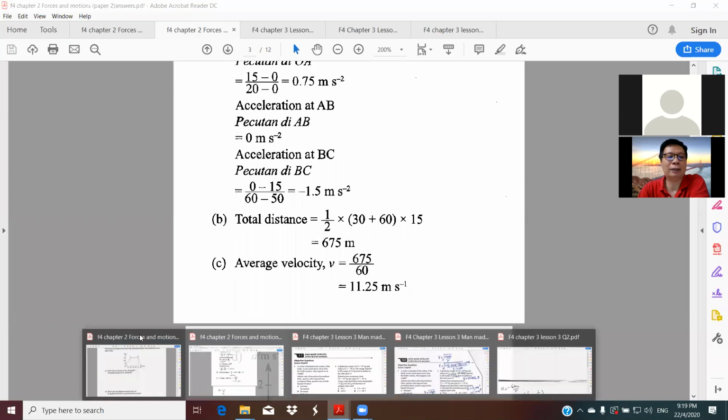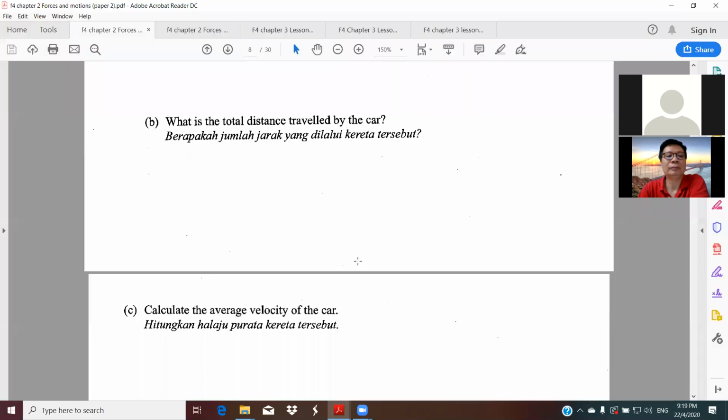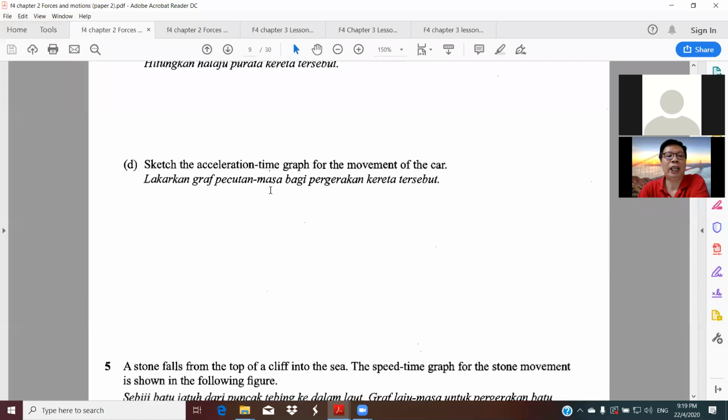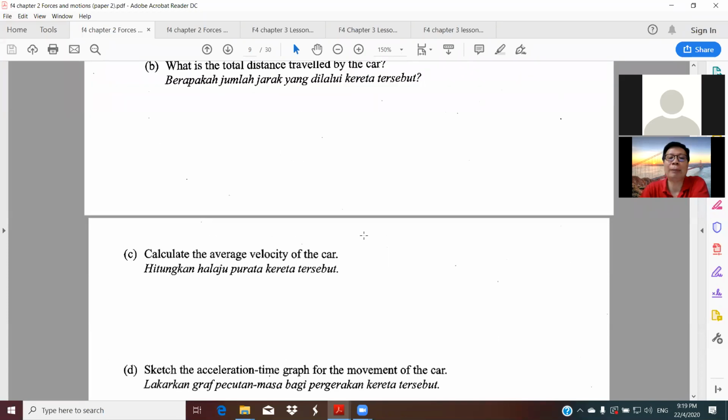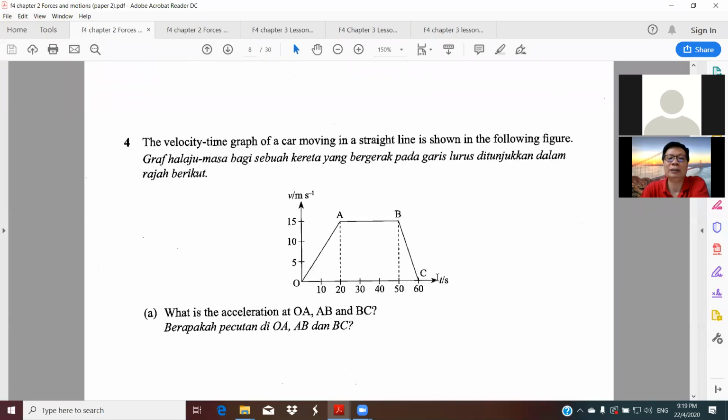And the last part, sketch the acceleration time graph, okay? You are supposed to change the velocity time graph. This one velocity time, change to acceleration time. Okay, the acceleration for all parts we already know, right? Now, find the gradient here, here, and here.